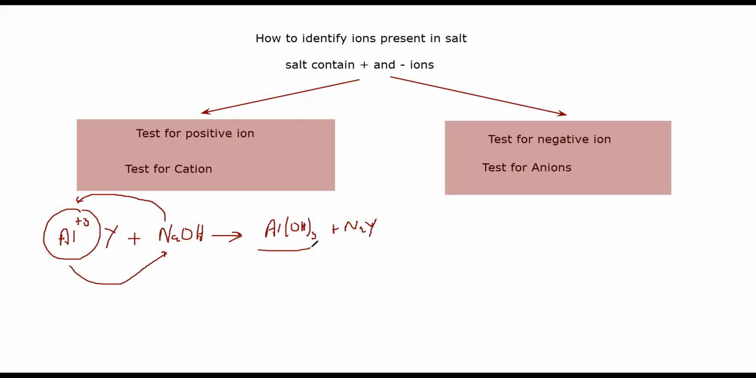So what is this aluminium hydroxide? When aluminium hydroxide is formed, what is its appearance? Aluminium hydroxide is white in color. So if you have a white solid, you will observe a white PPT, or white precipitate. So this is a test for the positive ion. Different positive ions have a similar test, but the results differ.